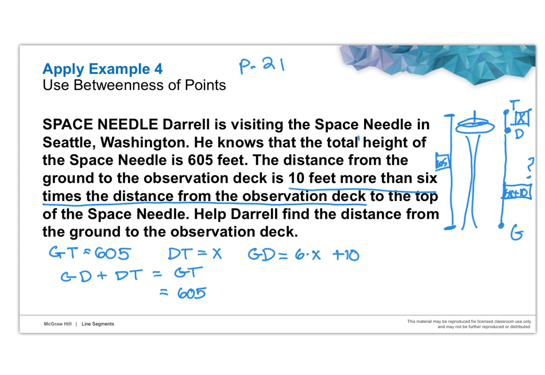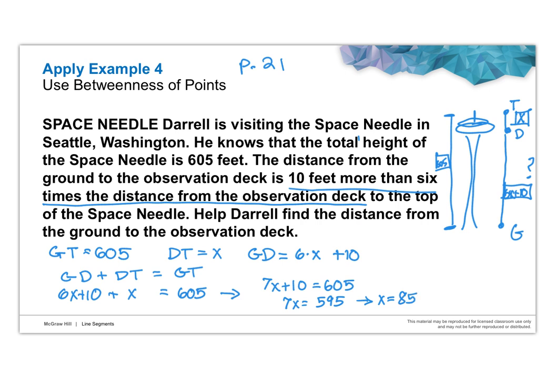And now we're going to solve the equation. So 6x plus 10 plus another x equals 605. If we add our like terms, we will get 7x plus 10 equals 605. Subtracting our 10 from both sides, we get 7x equals 595. And then dividing both sides by 7, we get that x is 85.